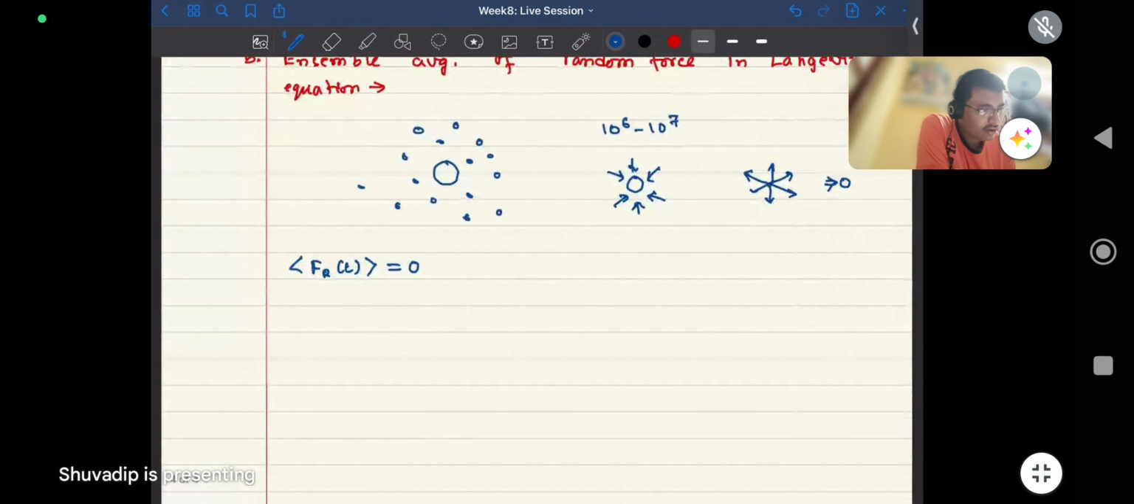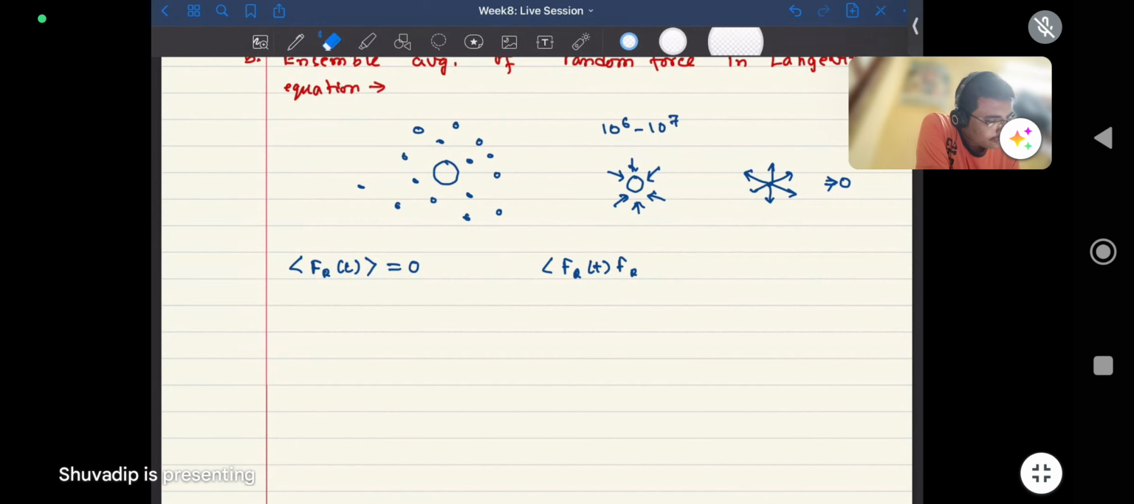But the point to remember here is that even though the average is 0, the square average is not.